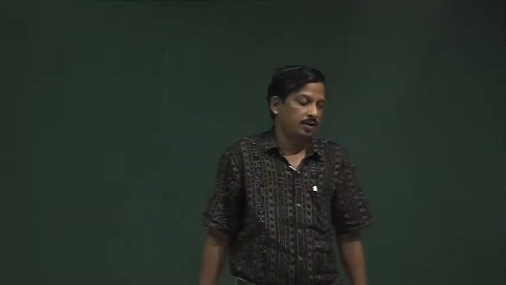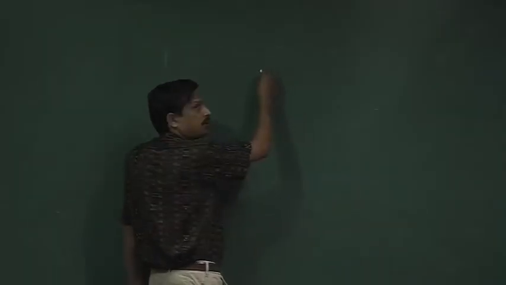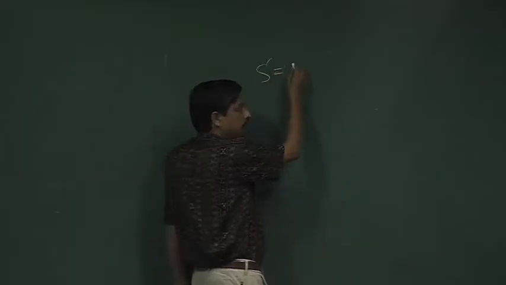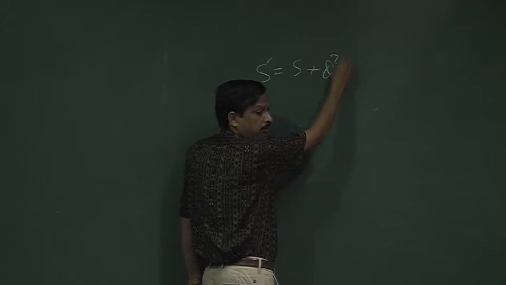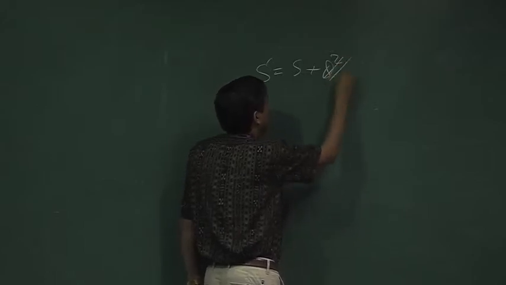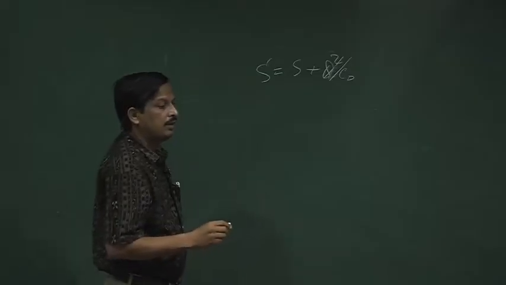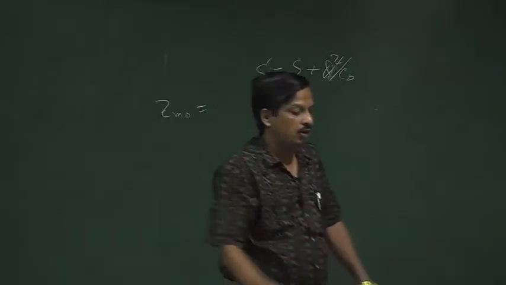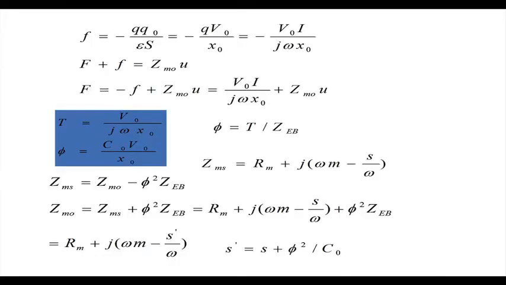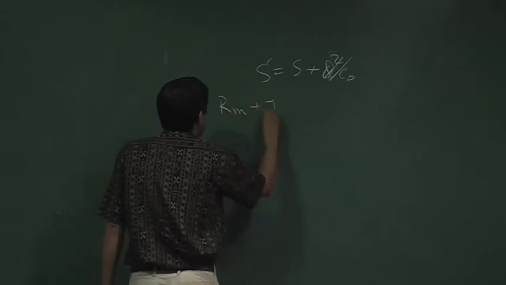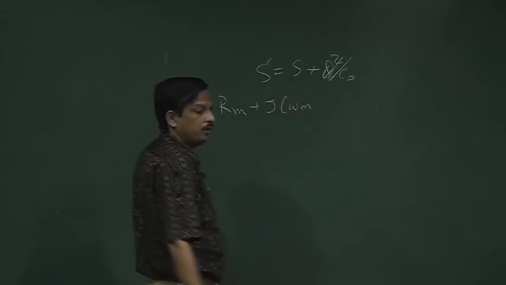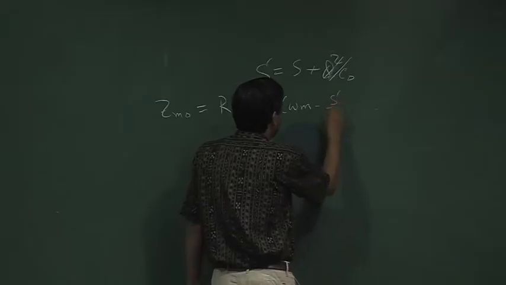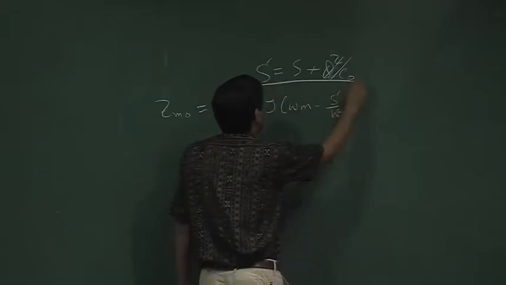Okay. So, last class we derived that for a reciprocal electrostatic transducer, S dash is equal to S plus phi square by C0, and we said that ZMO is equal to Rm plus j omega m minus S dash by omega, and S dash is equal to this one.